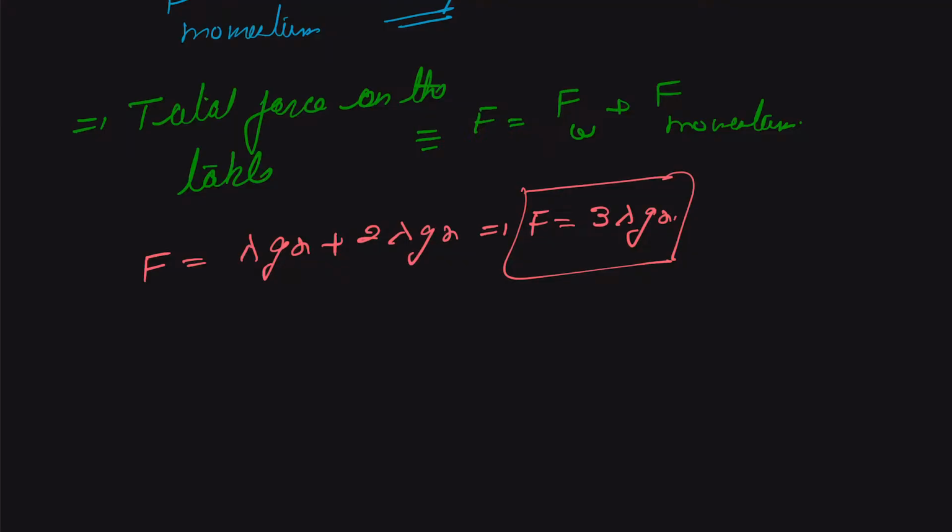Okay. Now sometimes, because this force is dependent upon x, we can also write it as a function of x. F of x is equal to 3 lambda gx. This is the other way of writing the answer.